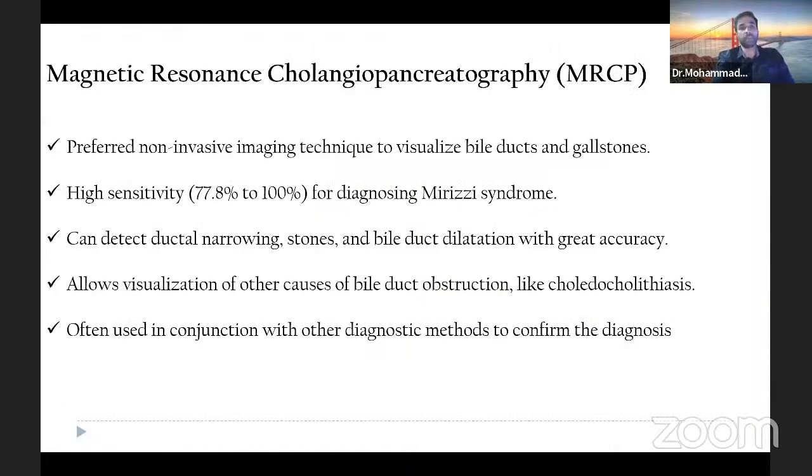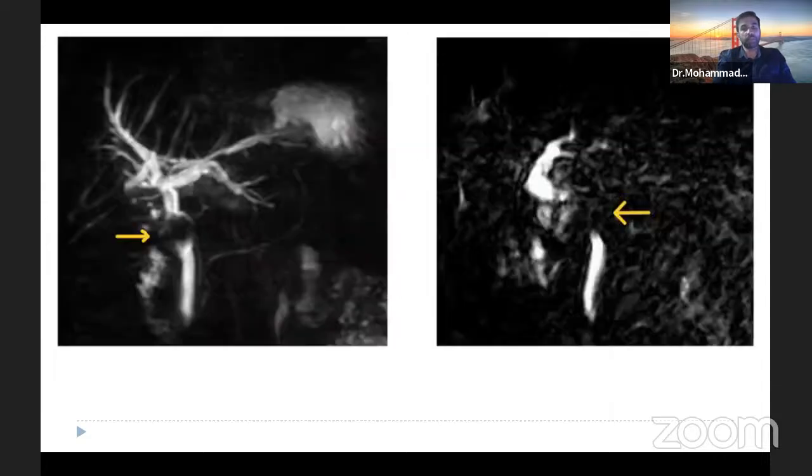MRI, MRCP is the preferred non-invasive imaging technique to visualize bile ducts. It has high sensitivity for diagnosing Mirizzi's. It can detect ductal narrowing, stones, and bile duct dilatation with great accuracy. It allows visualization of other bile duct obstructions like choledocholithiasis. It is often used in conjunction with other diagnostic modalities to confirm the diagnosis. This is the MRCP picture showing the stone impacted and compressing the CHD.